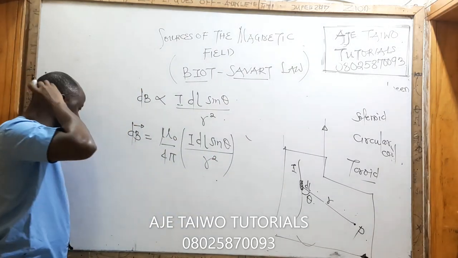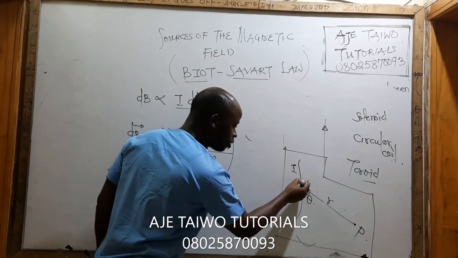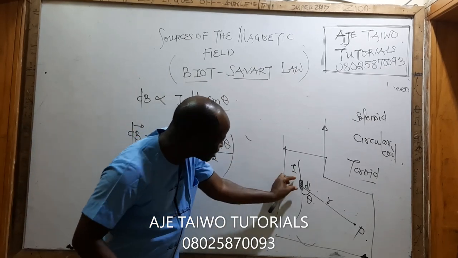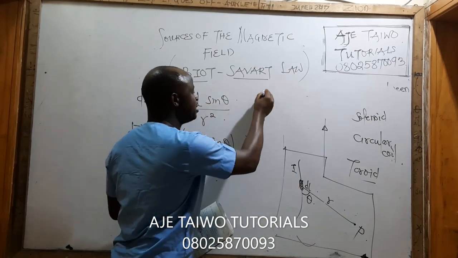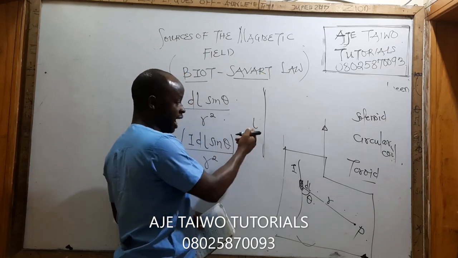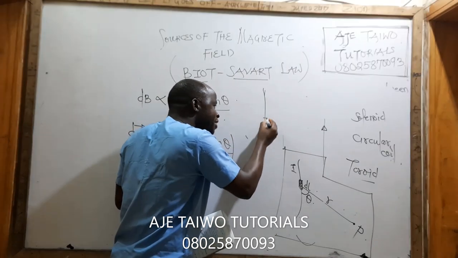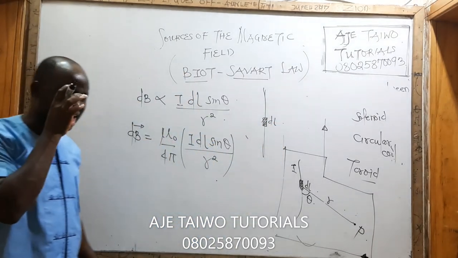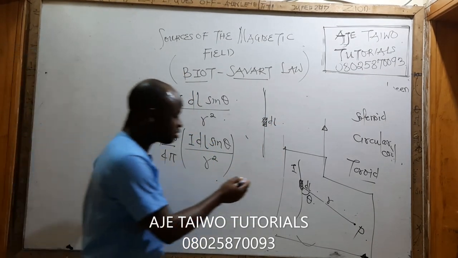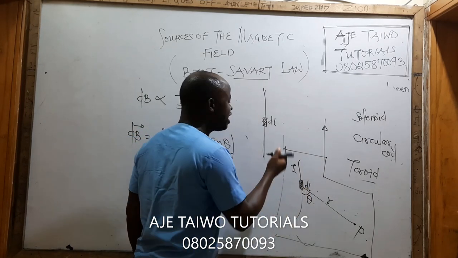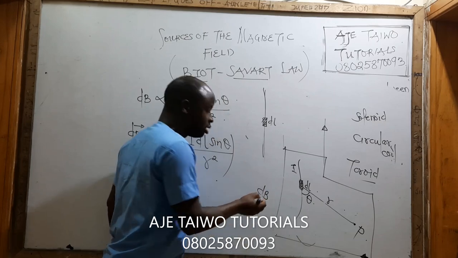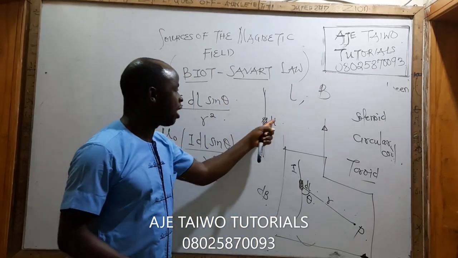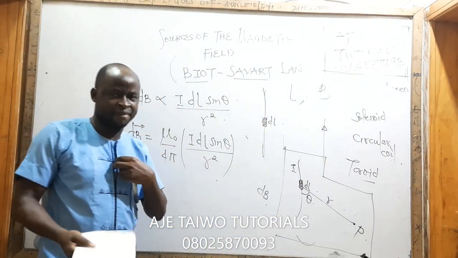This is a vector dB. This is a small element I'm considering. For this whole conductor, I will take an elemental part, a small part. That's why it is like this. This is the whole length. But because I'm considering a small fraction of it, I say let the length of this small fraction be dl. This small length, dl, is not the whole length, and will give me a magnetic field, also dB. The whole length, L, will give me B, but the small length, dl, will give you dB. That should be clear in calculus.